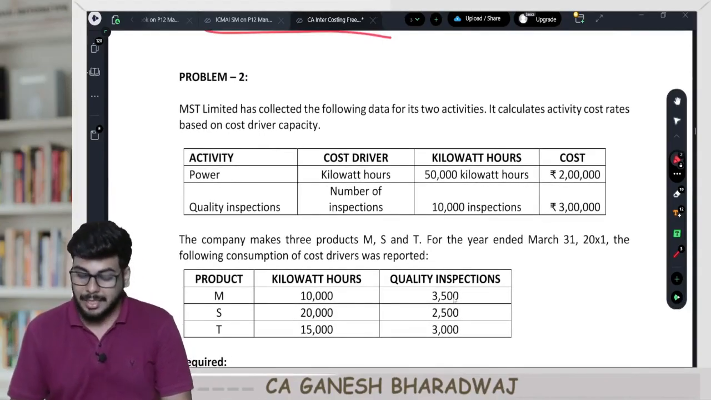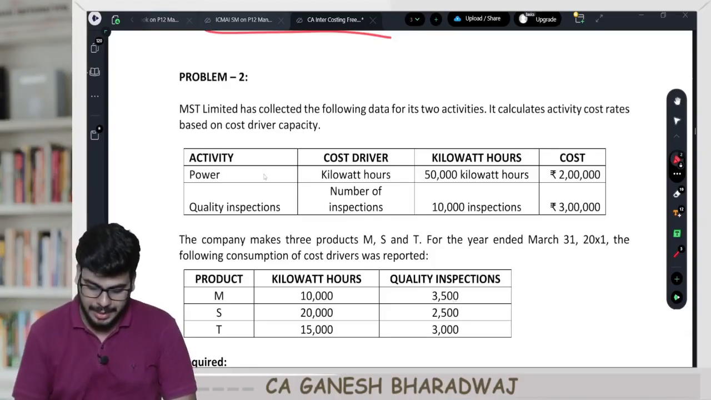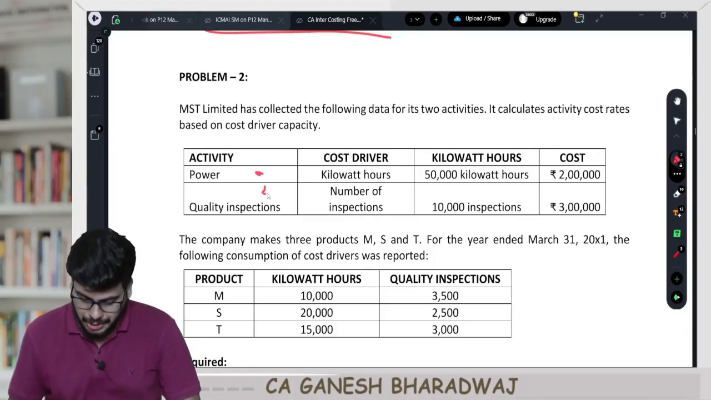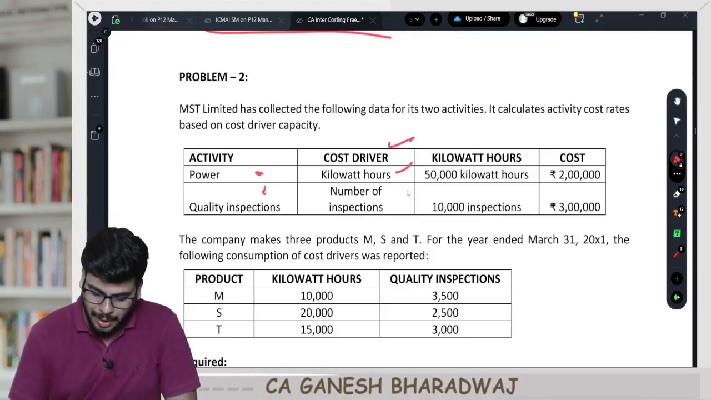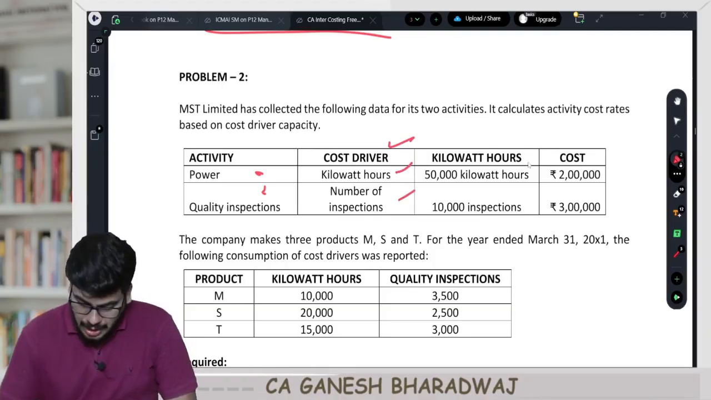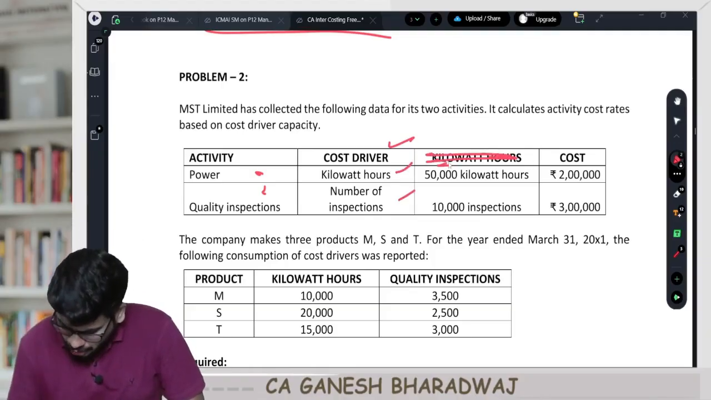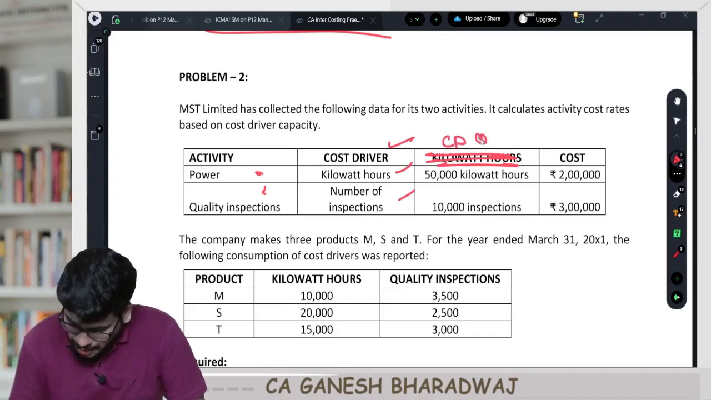MST Limited has collected the following data for its two activities. It calculates the activity cost driver rates based on the cost driver capacity. Now look at this: power and quality inspections. These are the two activities. They are driven by kilowatt hour and number of inspections respectively. So this is not kilowatt hours, this is cost driver quantity.